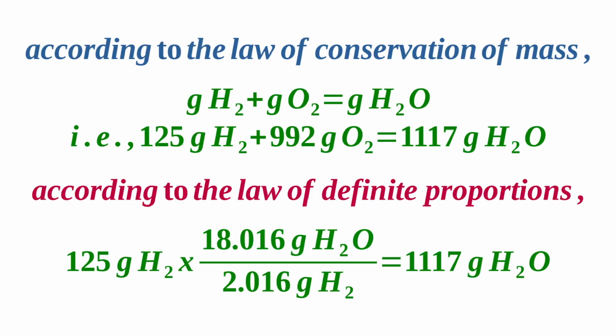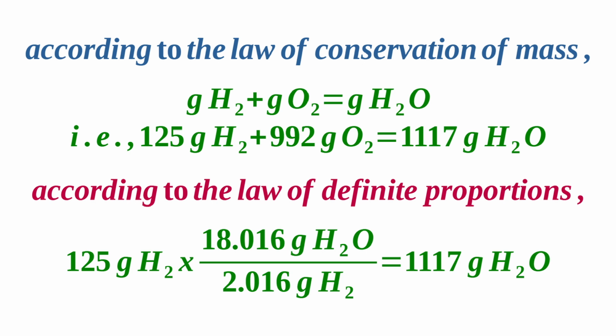We can apply the law of conservation of mass to answer the second part of the above question. According to this law, gram H2 reacted plus gram O2 reacted equals gram H2O produced. Therefore, 125 gram H2 plus 992 gram O2 gives 1117 gram H2O, which is the mass of H2O produced.